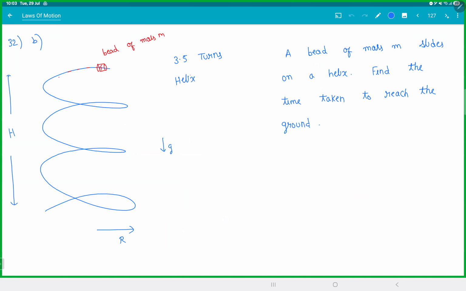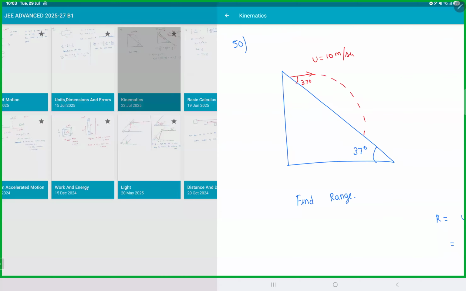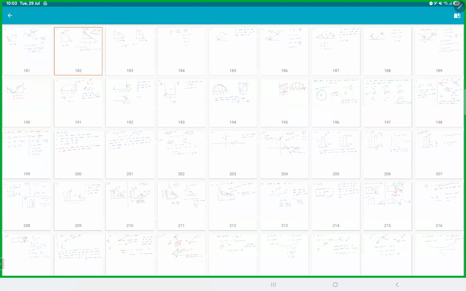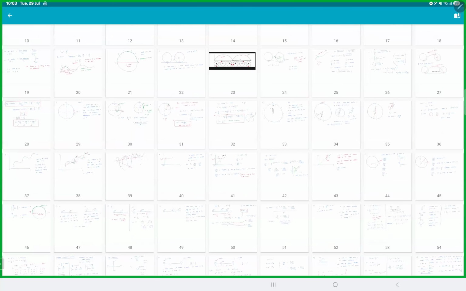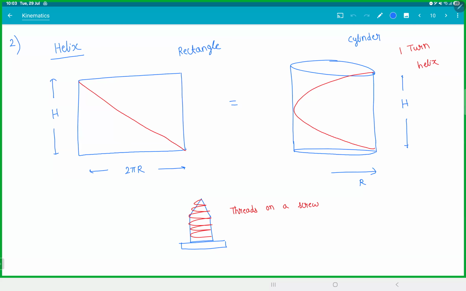Now, in case you forgot what a helix is, let me just show you this. This is something I keep telling you. This was a question which you did in helix. So how do you get a helix, everyone? If you take a rectangle of height h and 2 pi r, and draw a diagonal, and fold this rectangle into a cylinder, it becomes a helix. Do you guys remember this concept? The diagonal of a rectangle, when folded into a cylinder, becomes a helix. This was the concept there.